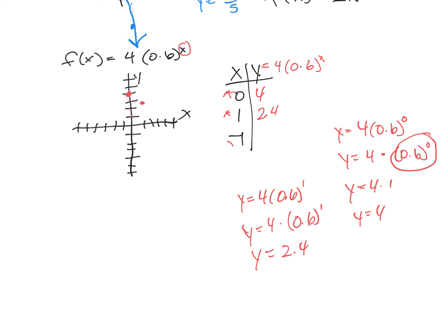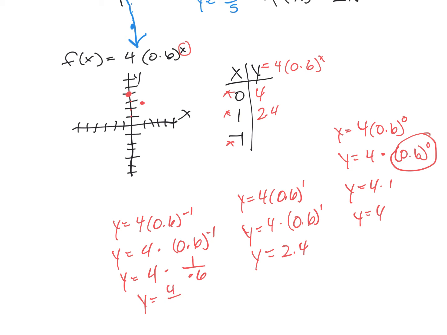And then we're going to do negative 1. So y equals 4 times 0.6 to the negative 1. That negative 1 means that now the 0.6 goes in the denominator. When we multiply 4 over 1 times 1 over 0.6, we multiply straight across and we get 4 over 0.6, which is about 6.7.